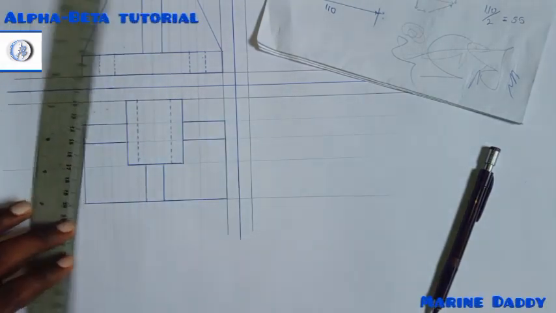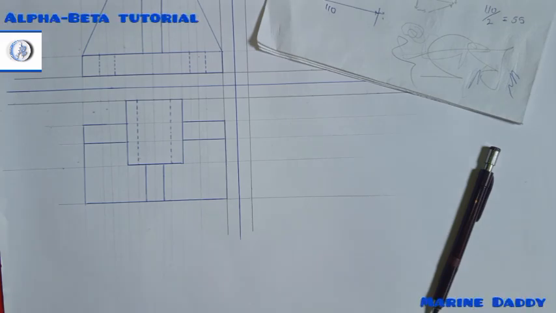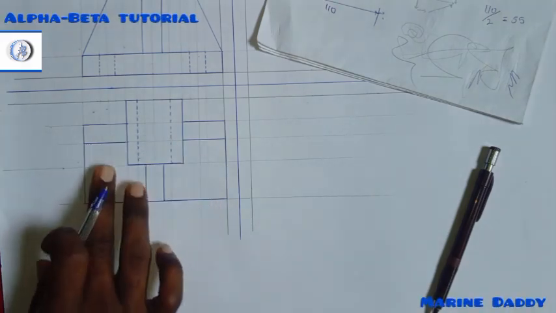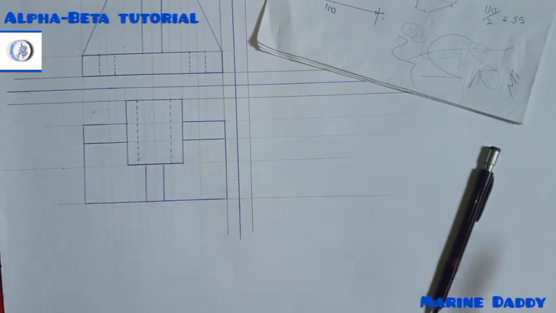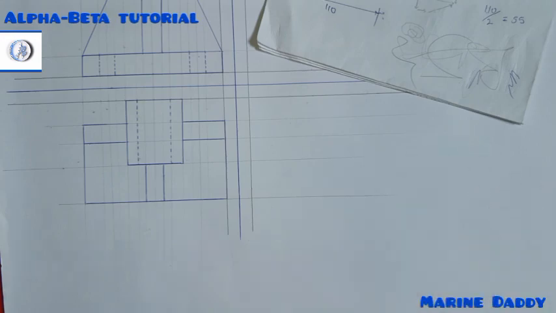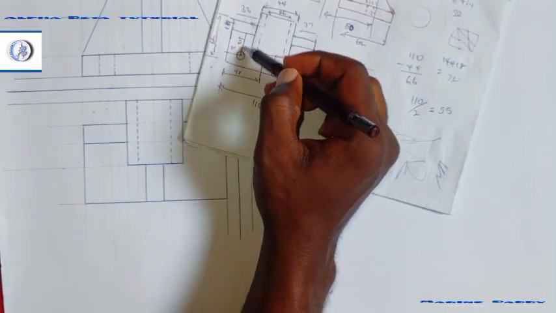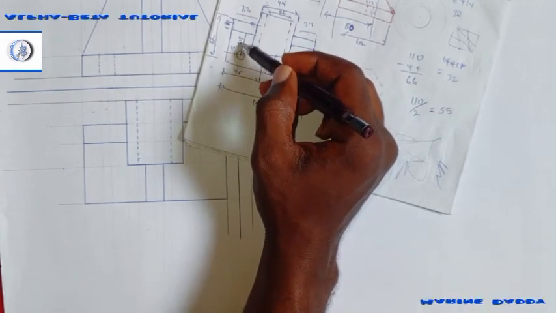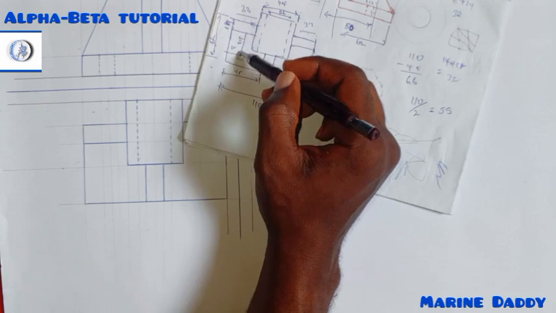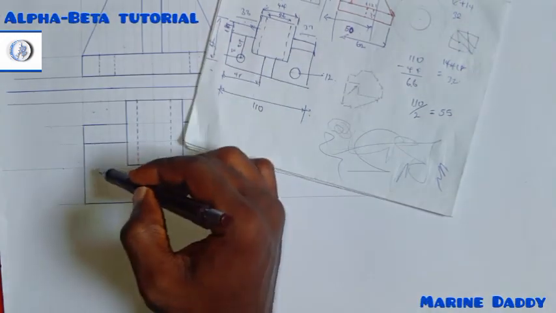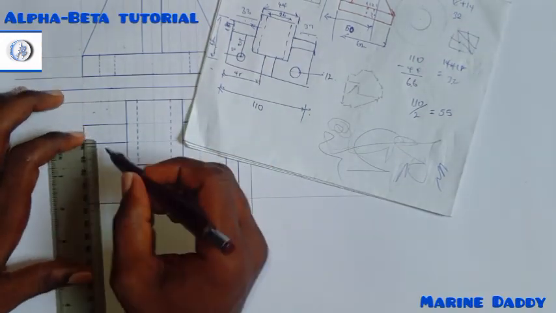Okay, so we are almost done with this side. We just have to put our circle here. Now the circle, from the plan, we can see that from this side to the center of the circle, they said it's 24, right? So that's from here to this part is 24.